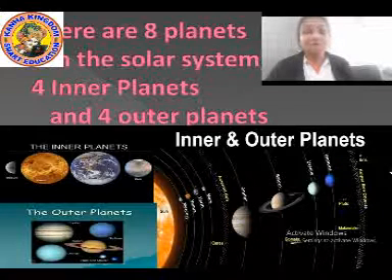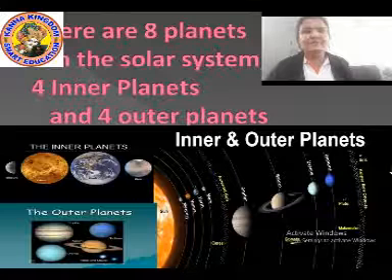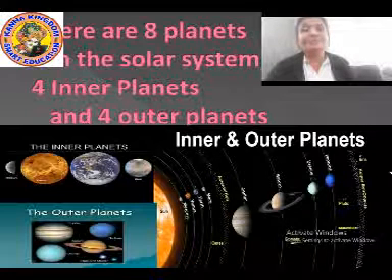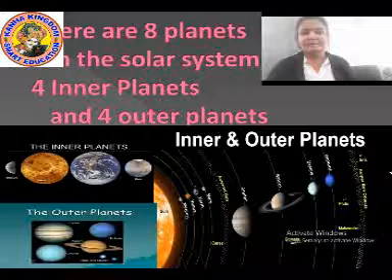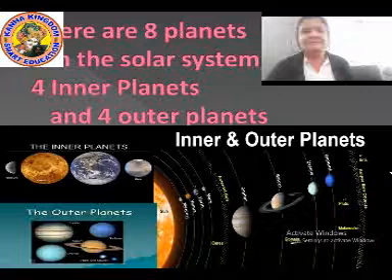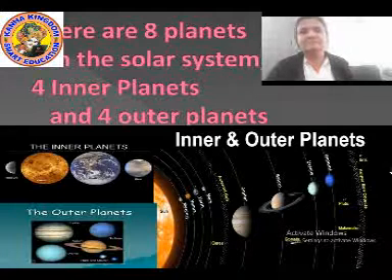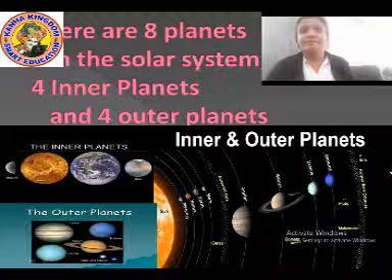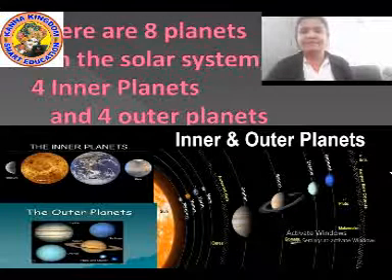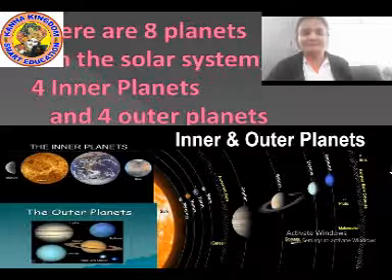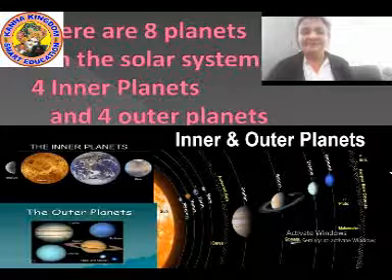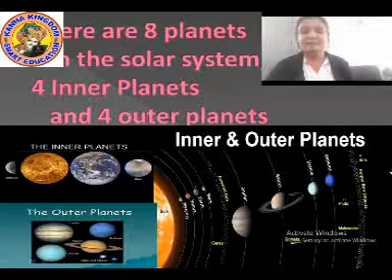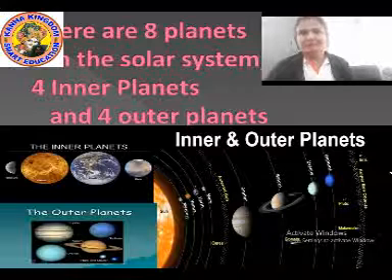Now below the picture of the inner planets, it is a picture of outer planets. Now which are these outer planets? These outer planets are Jupiter, Saturn, Neptune, Uranus. These outer planets are Jupiter, Saturn, Neptune and Uranus.